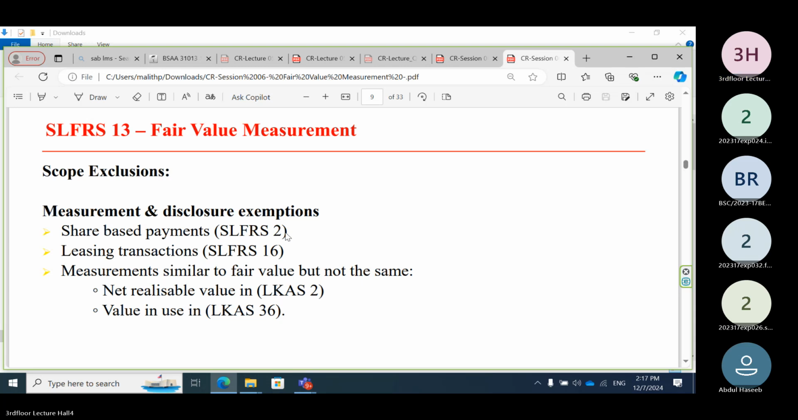SLFRS 2, share-based payment. Do you know what share-based payment is? We have a separate standard for share-based payments, SLFRS 2.